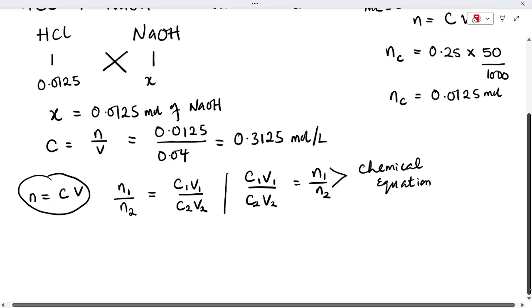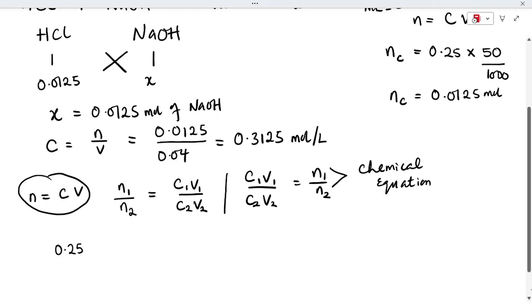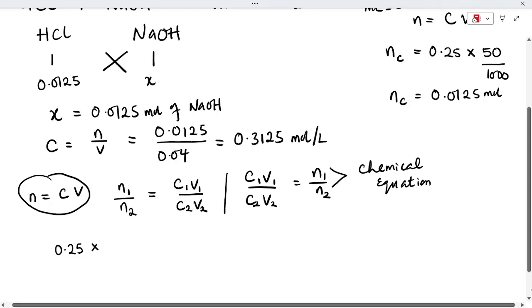It is practically telling you that the ratio of the number of moles at any point will always remain constant. CV is still number of moles. All right, so C1, that is the concentration of HCl, we are given as 0.25 times V1, the volume of HCl, we are given as 50. Now, in this case, you get to save a little bit more time. You don't need to convert milliliters to liters, because in the end, that is going to cancel out. So you can simply leave it as milliliters.